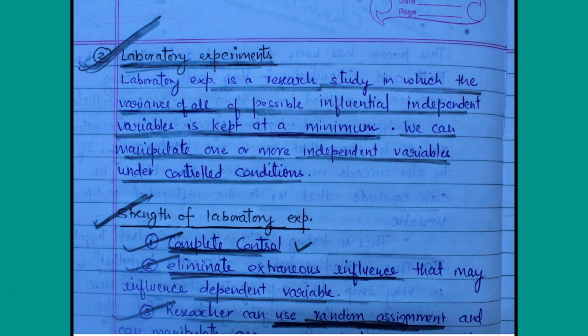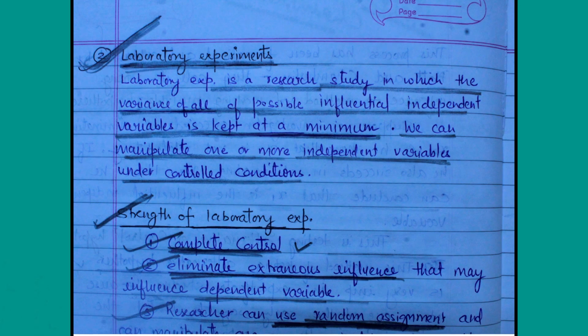So laboratory experiment, if we explain from the Kerlinger book, is a research study in which the variance of all the possible influential independent variables is kept at a minimum. Here variance means the variance which will affect our experiment, right? So if the variance in those independent variables itself is low, then only the change we make in the intensity or quantity of the independent variable will give an effect on our dependent variable.